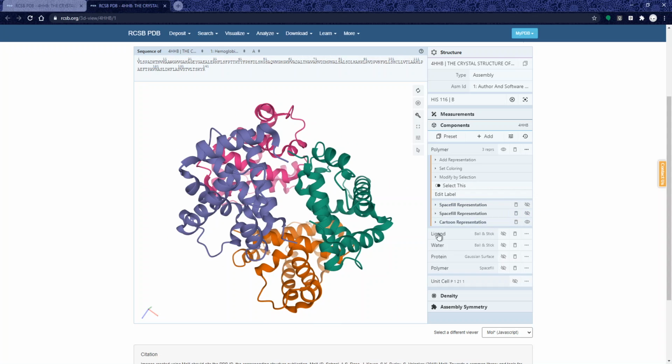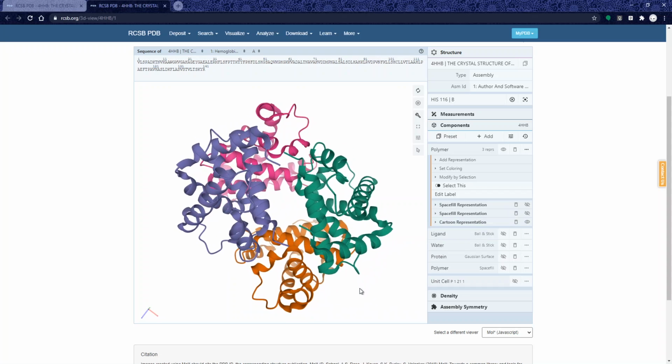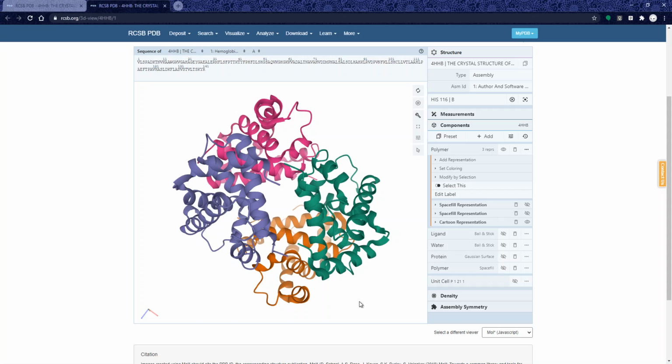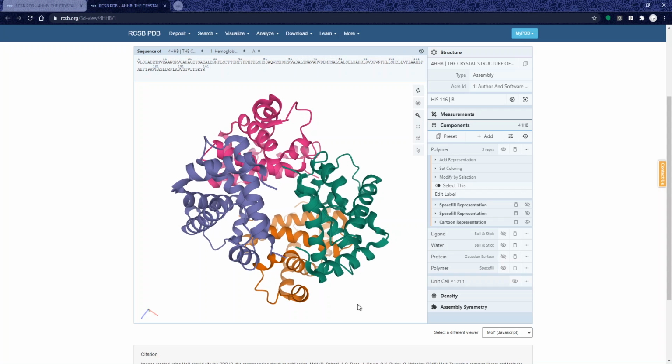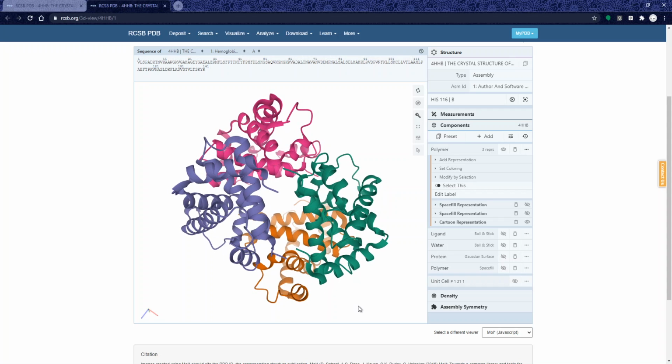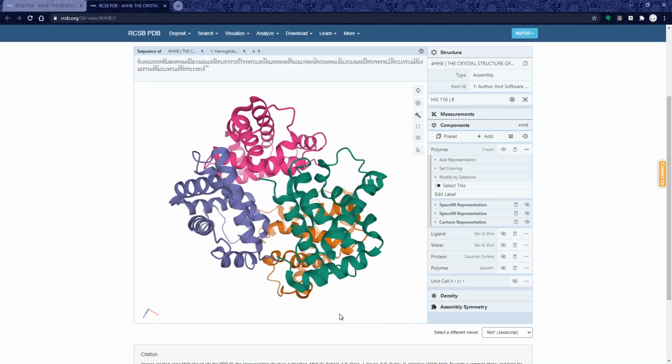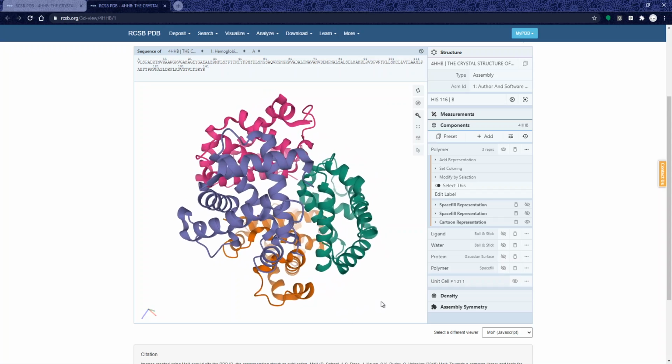So we can do another step, turn it into kind of a cartoon view, where instead of seeing all the different side chains, you just see most of the backbone. And so these ribbons and strings are parts of the peptide backbone, and the little spirals are what we call alpha helices.